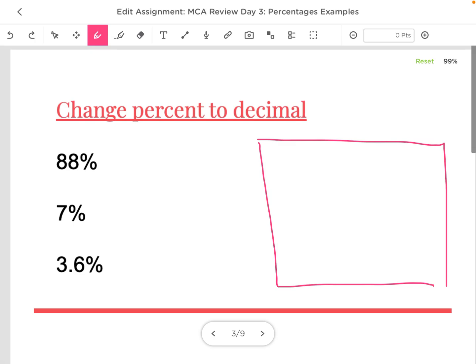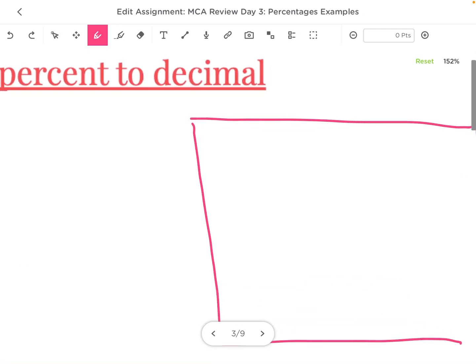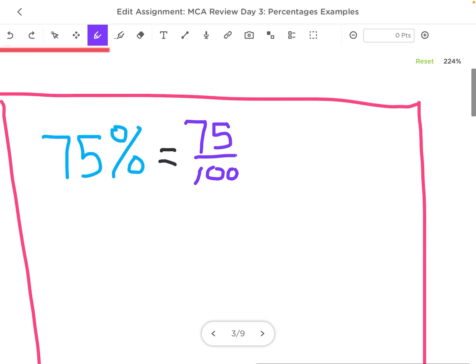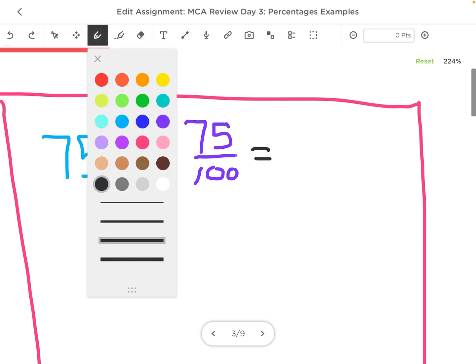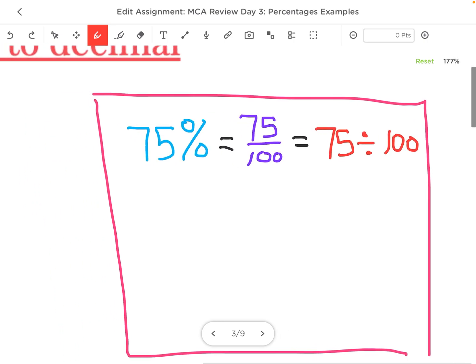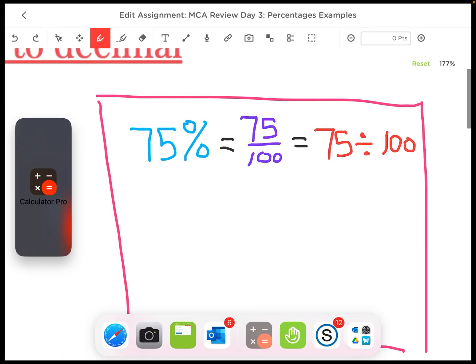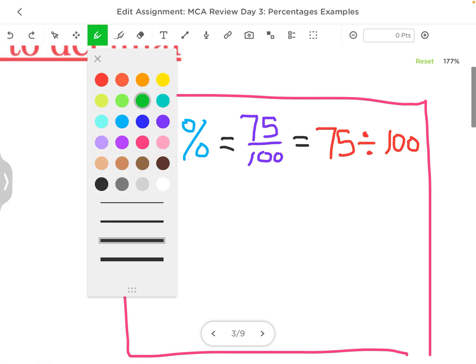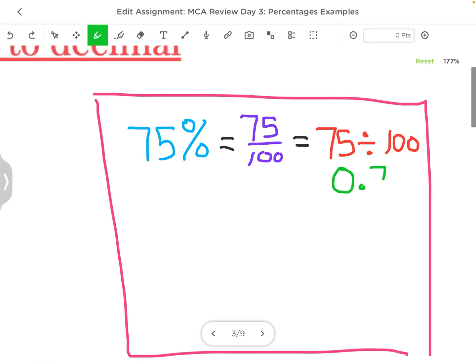Changing a percent to a decimal requires you to be able to write a percent as a fraction first, right? So if we had 75%, that's the same as writing 75 on top of 100, and that's the same as 75 divided by 100. So at this point, you could put that in your calculator, 75 divided by 100, and you'd get 0.75, right? So that one's not too tricky, 0 and 75 hundredths.